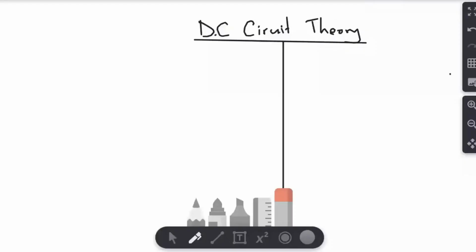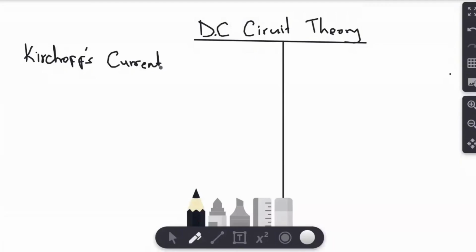Today, we are looking at a topic that cuts across physics, electricity, and electrical engineering. If you're a student studying either of these subjects or courses, then this is your content. And the topic we are looking at is DC circuit theory, the Kirchoff's laws, particularly the Kirchoff's current law.